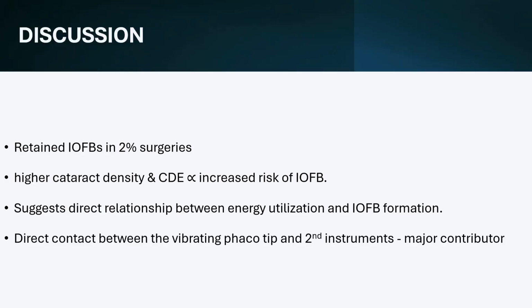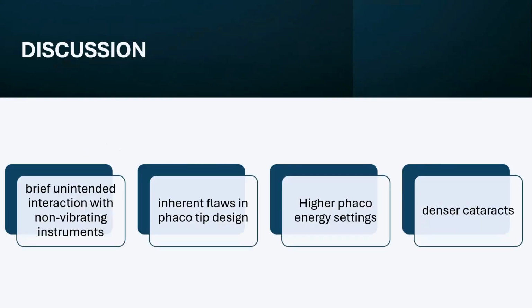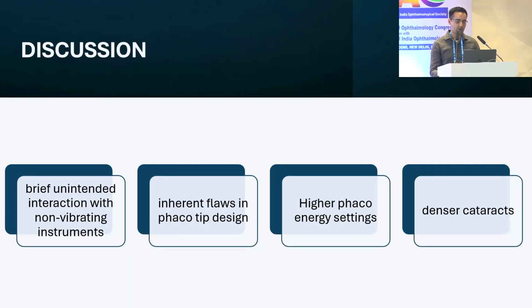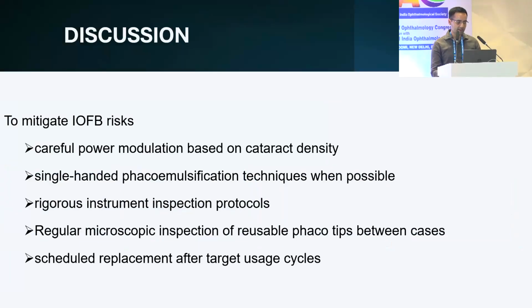To conclude, the retained intraocular foreign body was found in 2% of surgeries. As I already said, higher cataract density and CDE were associated with increased risk of foreign bodies, which suggests there was a direct relation between the energy utilization and foreign body formation. The major contributor was direct contact between the vibrating phaco tip and the second instrument. The other contributors were brief unintended interactions between the instruments, inherent flaws in phaco tip design, or either higher phaco energy settings or denser cataracts.